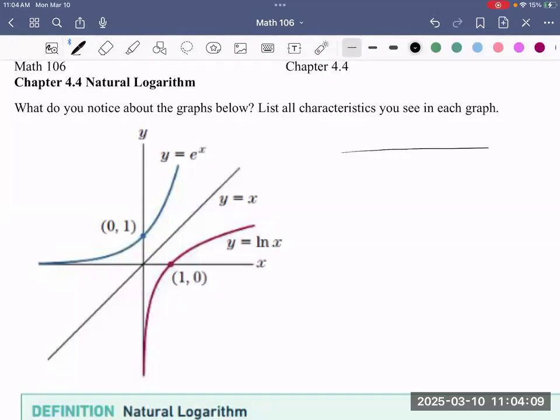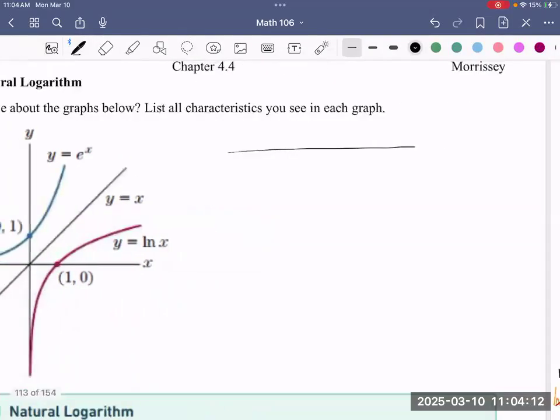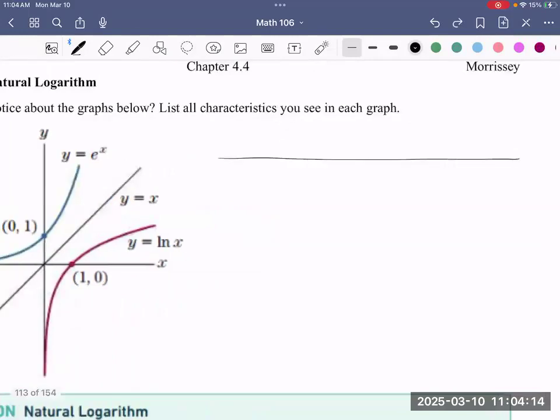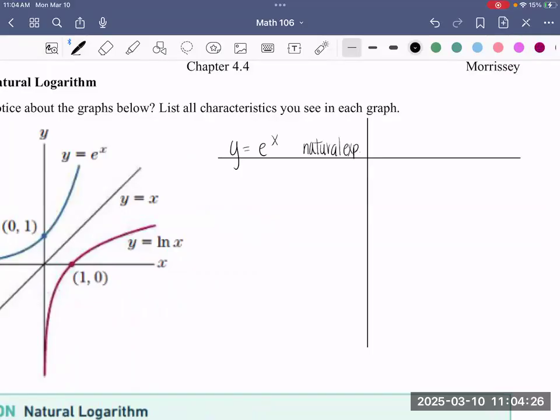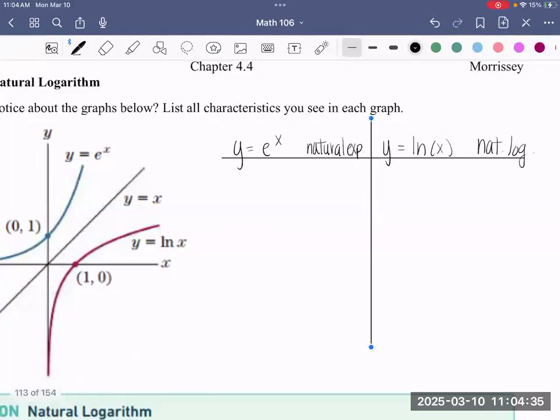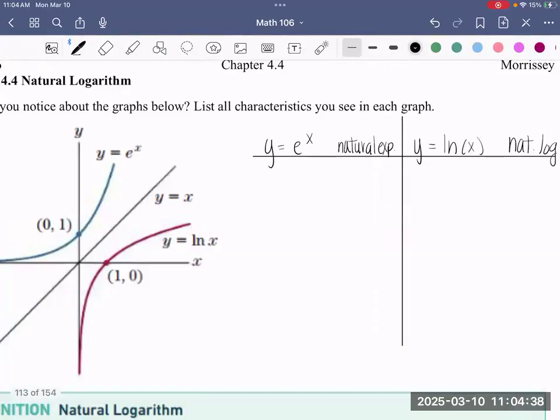So first off, kind of split it in two. We have y equals e to the x, the natural exponent. We also have y equals ln of x. This is the natural log. First, let's take a look at what we might have noticed right off the bat. That might be your x and y intercepts.